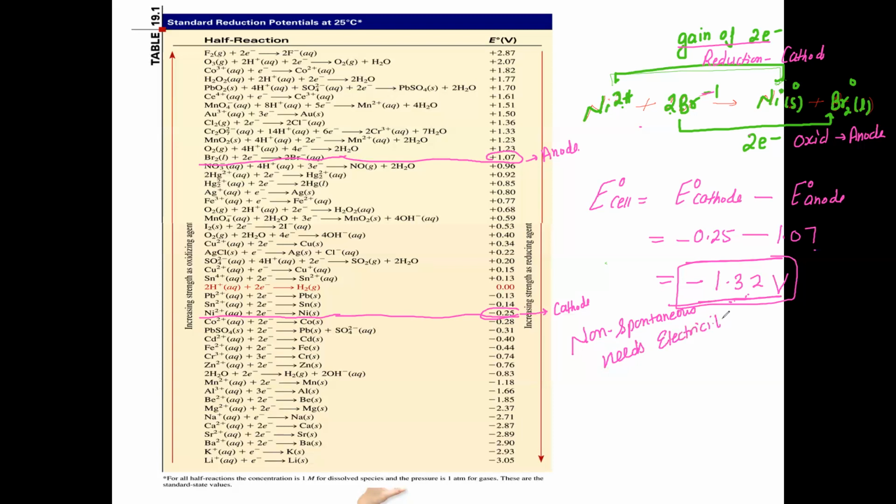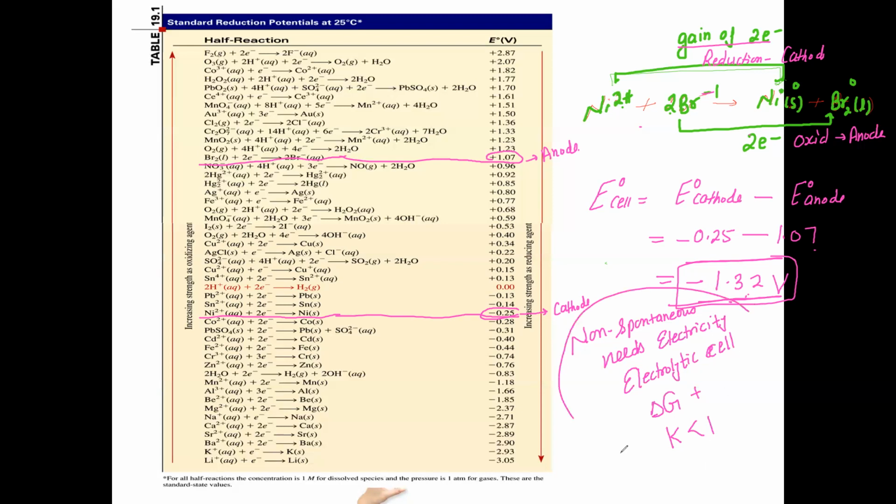Needs electricity. These are questions. It's an electrolytic cell. It's not a galvanic cell. You are not getting electricity. Delta G is non-spontaneous. Delta G is positive. K is less than 1, right? And electricity is used.